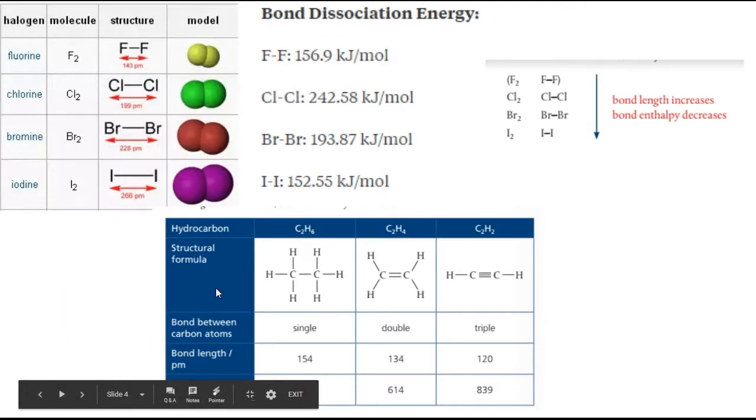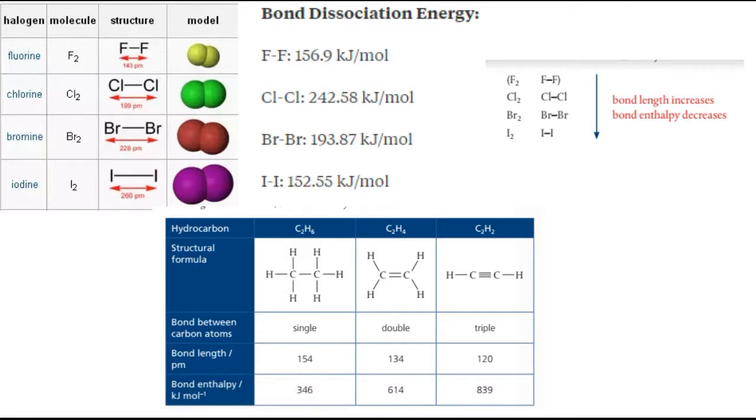A couple of things on the strength of these bonds that we're talking about. So as we go down the periodic table, we can see that the bond dissociation energy, here, is the strength it's going to take to destroy this bond. We can see that as we go lower down the table, the strength that it's going to take to destroy this bond is going to get lower and lower and lower.